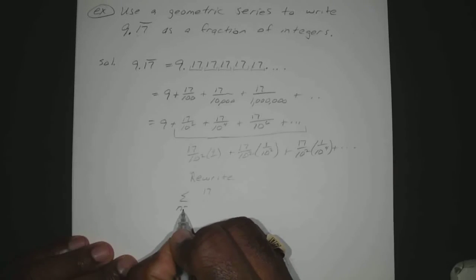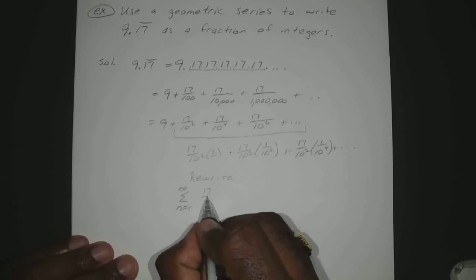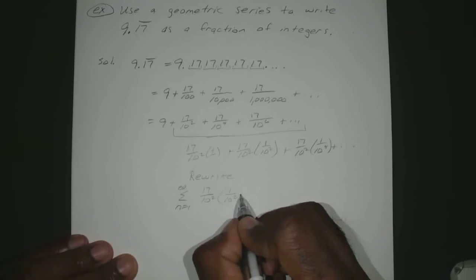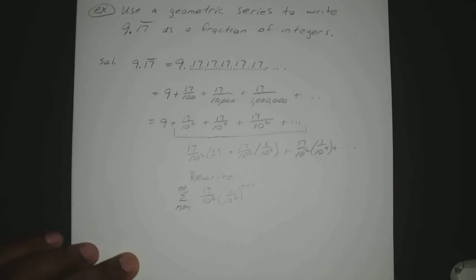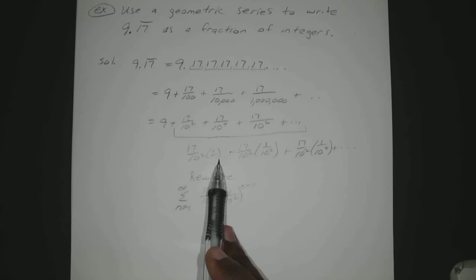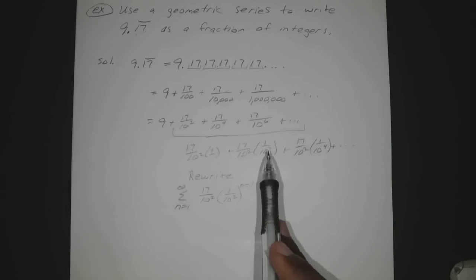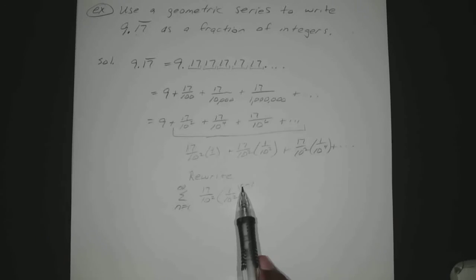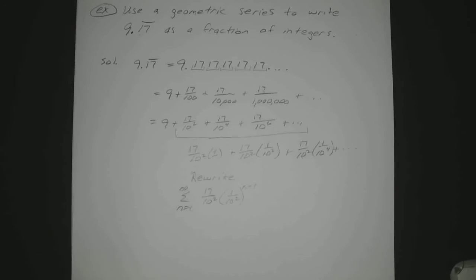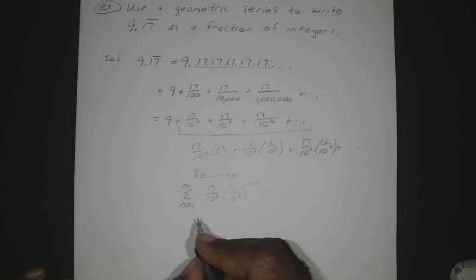The sum from n equals 1 to infinity of 17 over 10 squared times 1 over 10 squared to the n minus 1. Because here, if we plug in 1, we have 1 over 10 squared to the 0 power, which is our 1. And if we plug in 2, 1 over 10 squared to the first power would just be 1 over 10 squared, and keeps going and going and going. All right, so if we rewrite this, we can actually find out whether or not it converges and what the sum is.